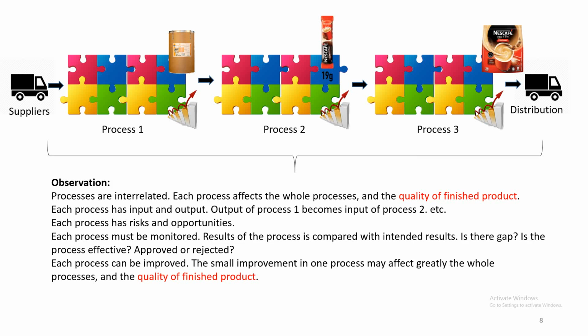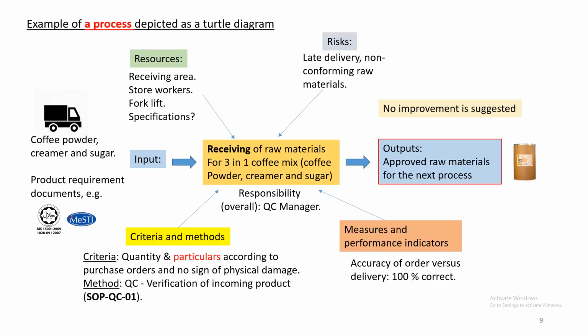Each process must be monitored, and you have the result. You compare with intended results. If there is a gap, you have to address the gap, and then you have to decide whether the process is effective. Then you can decide whether you're going to approve or reject the process. And each process can be improved. A small improvement in one process may affect greatly the whole processes, and then the quality of the finished products. Okay, we learn a lot from looking at this picture.